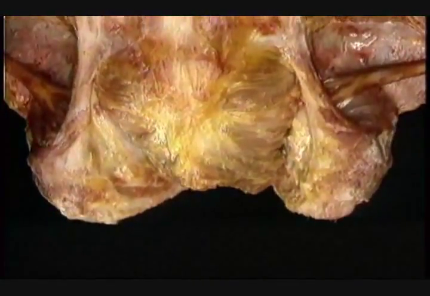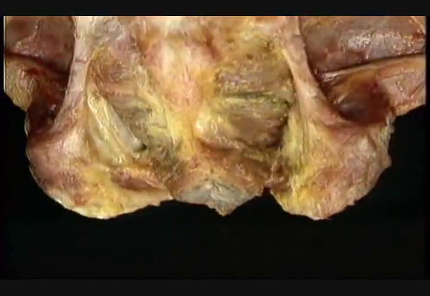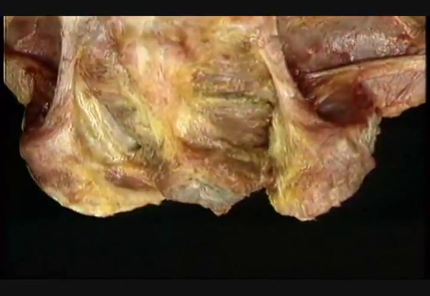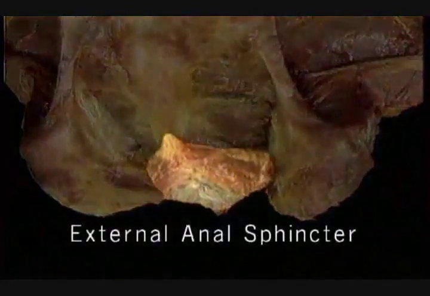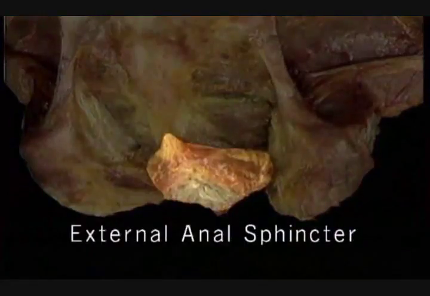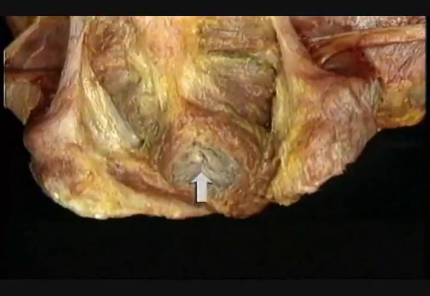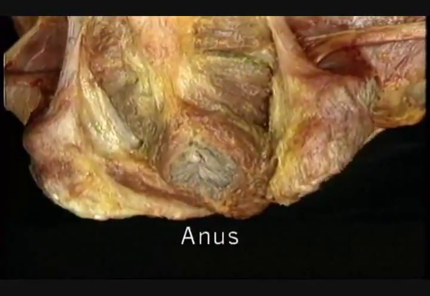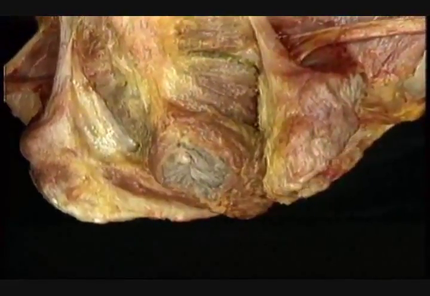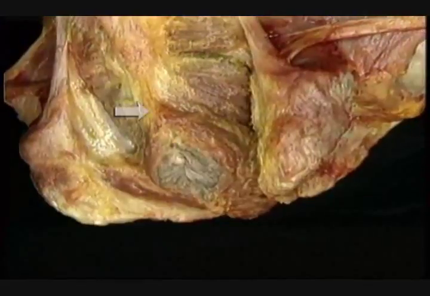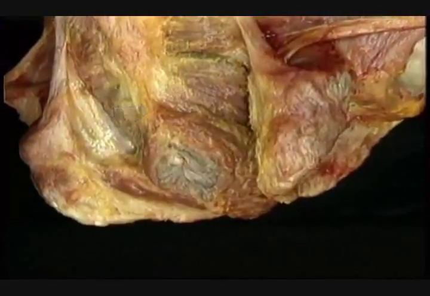The levator ani muscles are continuous on the underside with this cone-shaped sleeve of muscle, the external anal sphincter, which maintains closure of the anus. Here's the opening of the anus. The external anal sphincter is tethered to the anococcygeal ligament by its most posterior fibers.